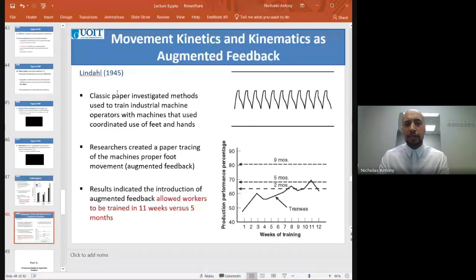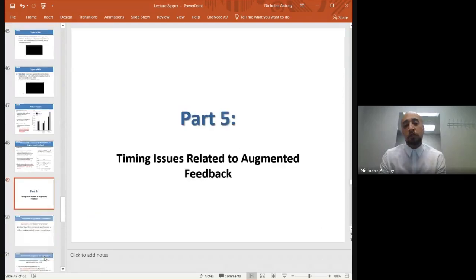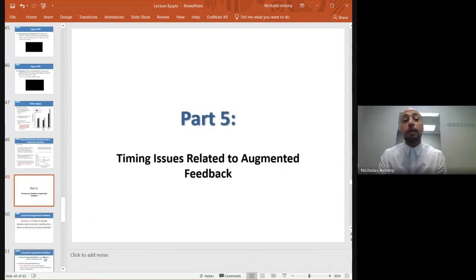Here's an example that was done in 1945 of a paper tracing that was used for people to understand how to use a machine. It was a machine that had to be operated with a foot pedal. By having a paper tracing, it gave them the way that their foot should move. So, just examples of providing augmented feedback.